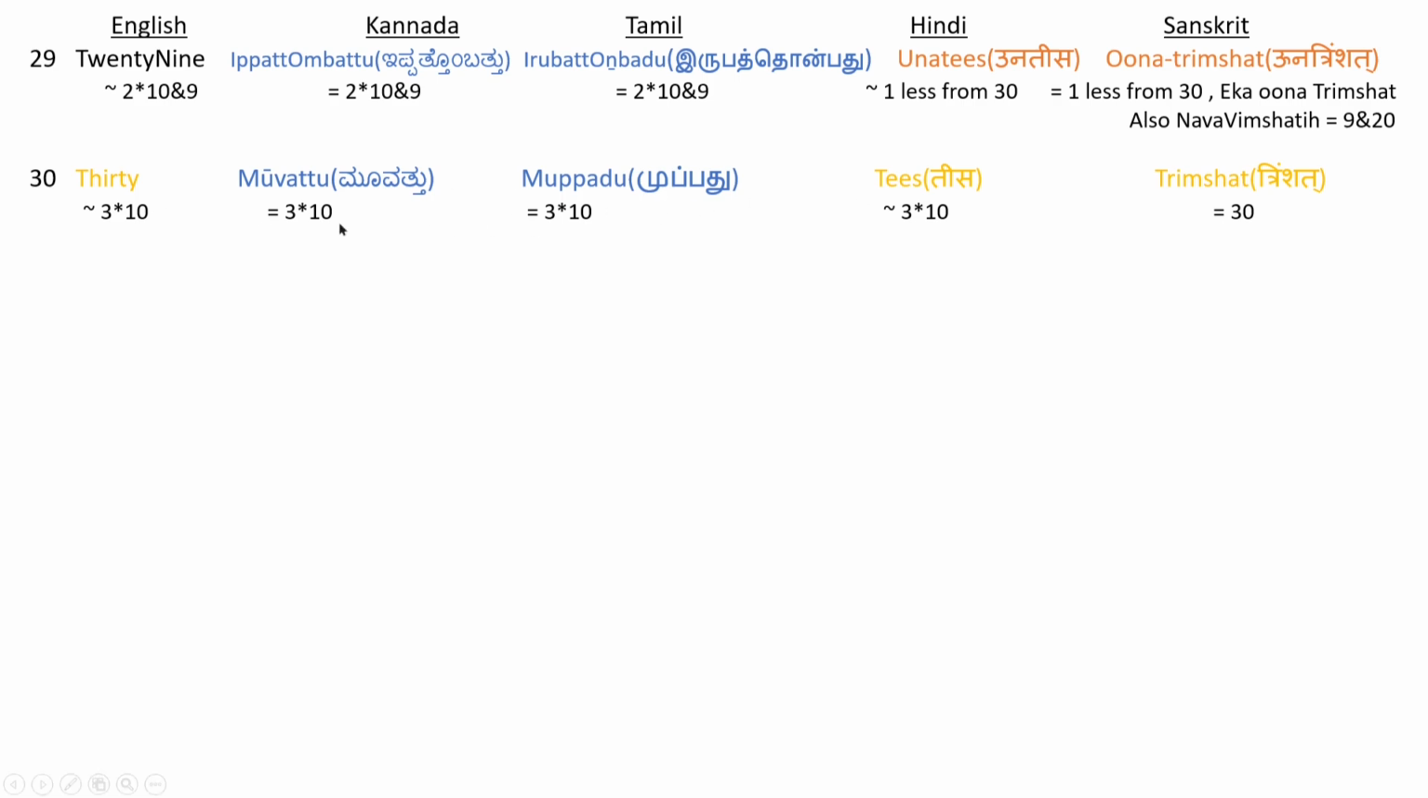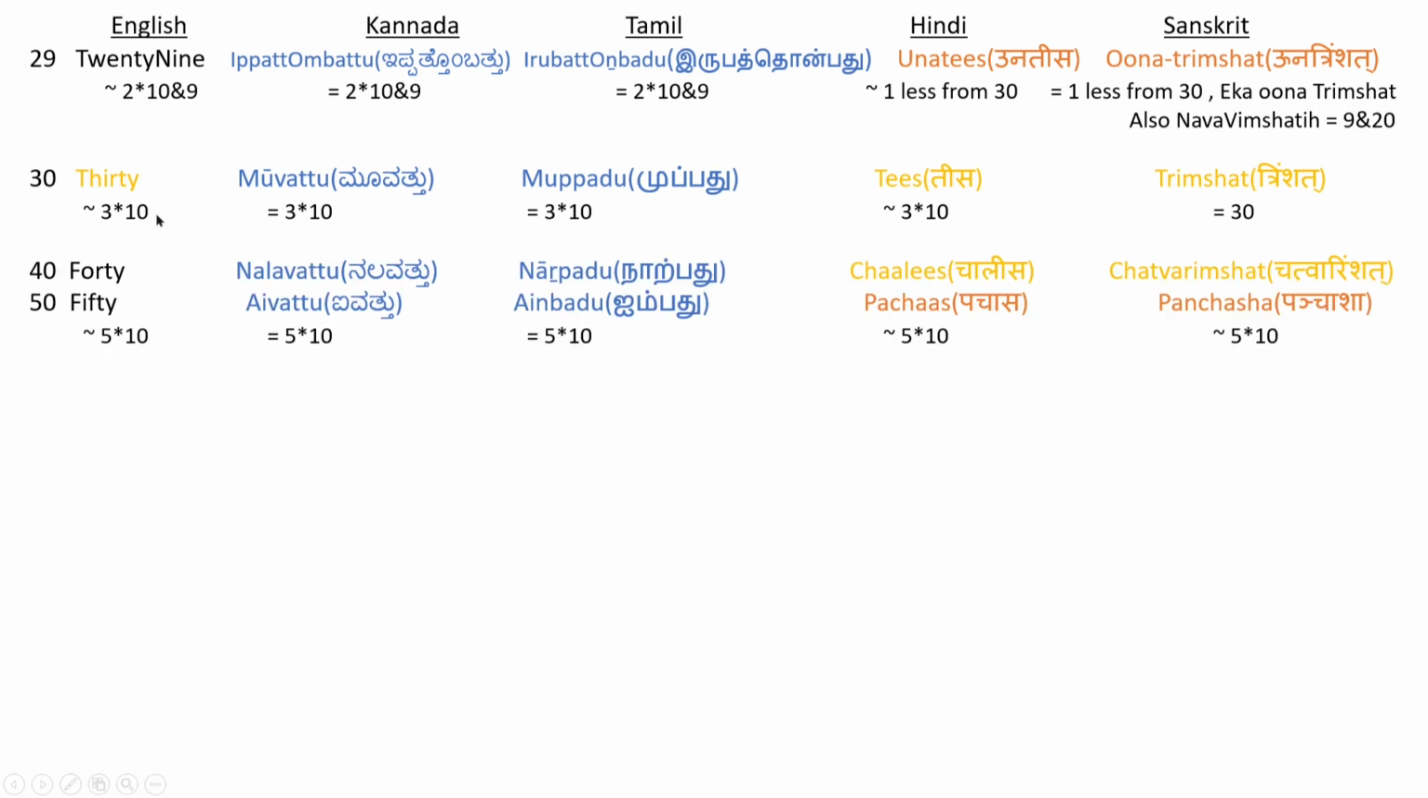But in Kannada and Tamil it's not like that. In Kannada it's 3 and 10. Muru is 3, Hattu is 10, Muru Hattu is Muvattu. So that is the derivation of 30 in Kannada, and 3 and 10 is 30 in English. So that's more like a base 10 system. The same is the case in 40 and 50. In Sanskrit, the word for 50 can be roughly thought of as derived from pancha, which stands for 5, and dasha, which stands for 10. Panchasha can be roughly thought of as 5 into 10, like what we expect in a base 10 system.